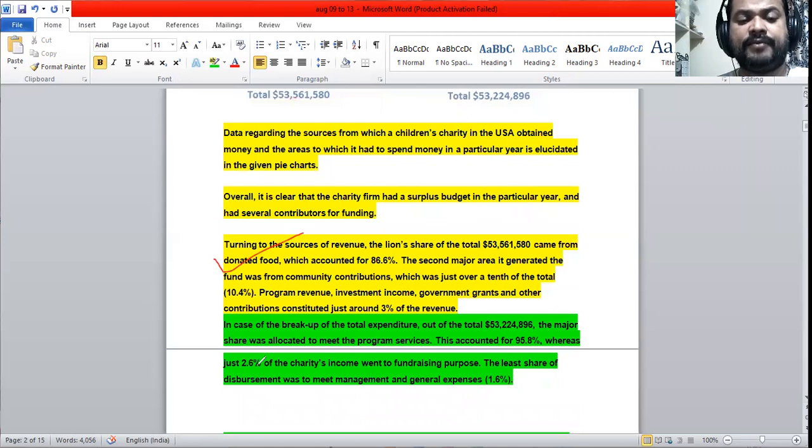So we have completed this. This is the revenue and this is the expenditure. We have said the total is included, going from the most to the least here, and also from the most to the least there. Introduction, overview. So that is the thing here, and I hope you have understood this.